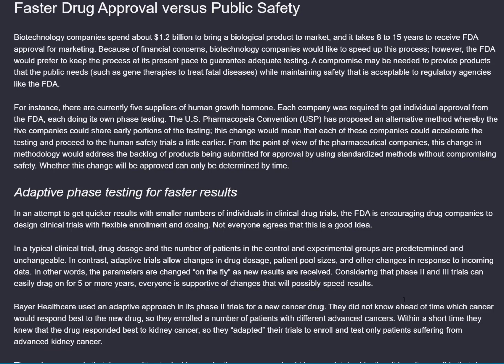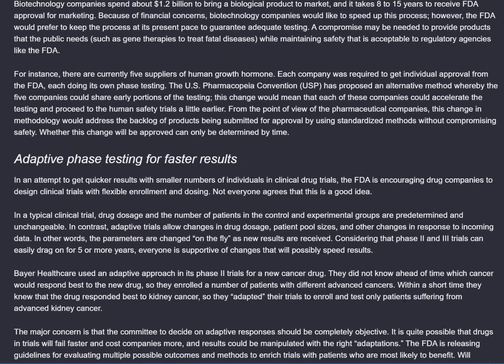Faster drug approval versus public safety. Biotechnology companies spend about $1.2 billion to bring a biological product to market, and it takes 8 to 15 years to receive FDA approval for marketing. Because of financial concerns, biotechnology companies would like to speed up this process. However, the FDA would prefer to keep the process at its present pace to guarantee adequate testing.